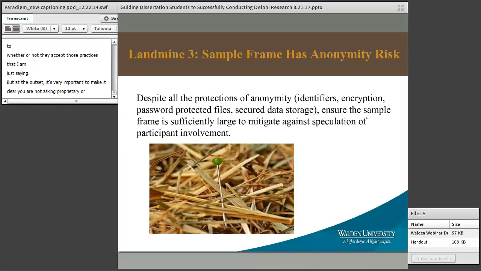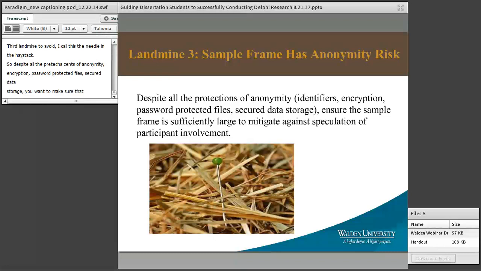Third landmine to avoid, I call this the needle in the haystack. So despite all the protections of anonymity, identifiers, encryption, password protected files, secure data storage, you want to make sure that the sample frame of your experts is sufficiently large to mitigate against the speculation of participant involvement.